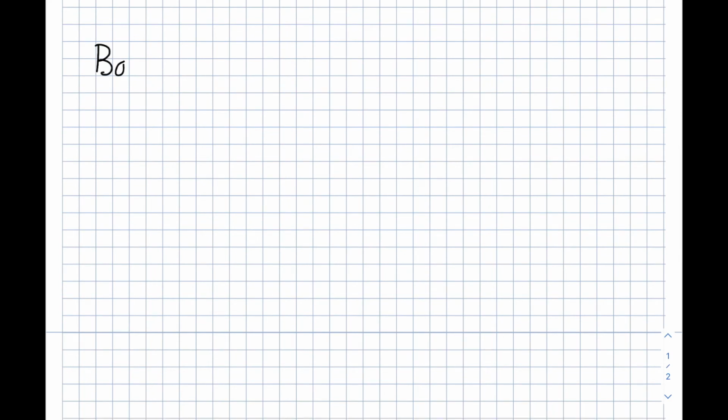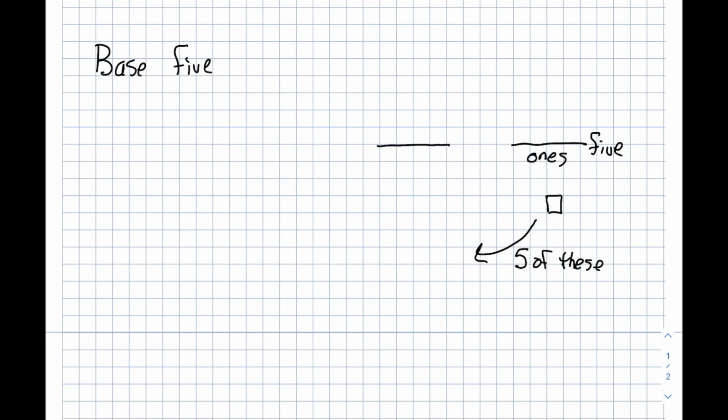Let's do this with another base. Let's look at base 5. All right, so we're going to start with our ones place, our units. That's always going to be a single square. And then because we're in base 5, when I have not 2 of these, now when I have 5 of these, I'm going to go to the next place over. So what does that look like? That looks like 1, 2, 3, 4, 5. So this is a 5 by 1.